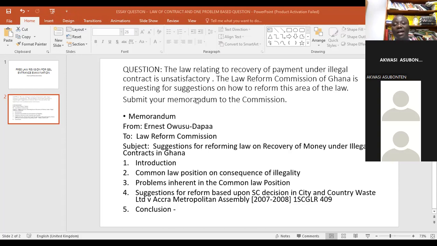So I think that if you follow some of these points and also the approach, you should be able to produce or generate answers which will make sense in terms of an essay question.